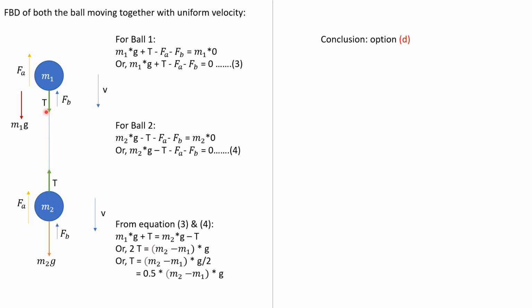Since this is a thin light thread, tension at each and every point in the thread will be the same. So at this point also, where it is connected to ball 2, the thread will have a tension T, which will be acting upward, air drag will be acting upward, buoyancy force will be acting upward, and weight is acting downward. And the velocity of this ball also is v as per the question.